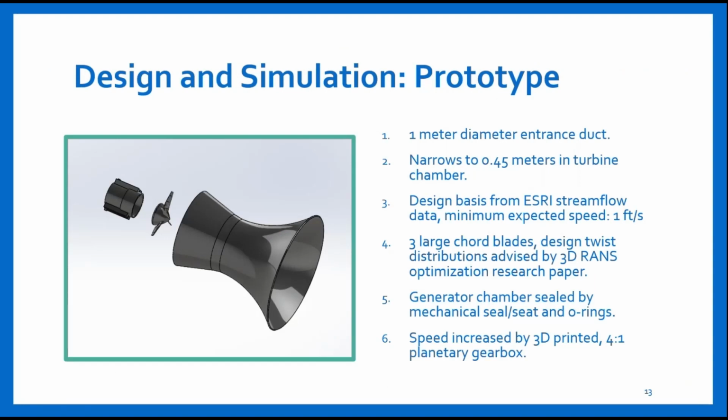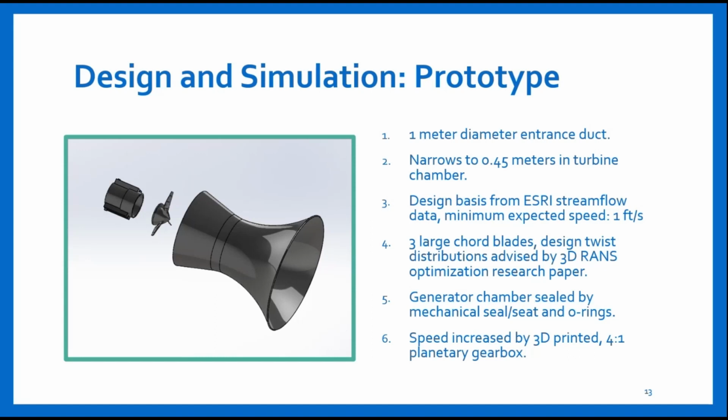So for the actual design, our prototype, we started based in SolidWorks, which is provided through UC. Again, we kept the 1 meter diameter entrance duct, narrows down to about 0.45 meters in the turbine chamber, which is where that ring is. Again, we designed it based on 1 foot per second.